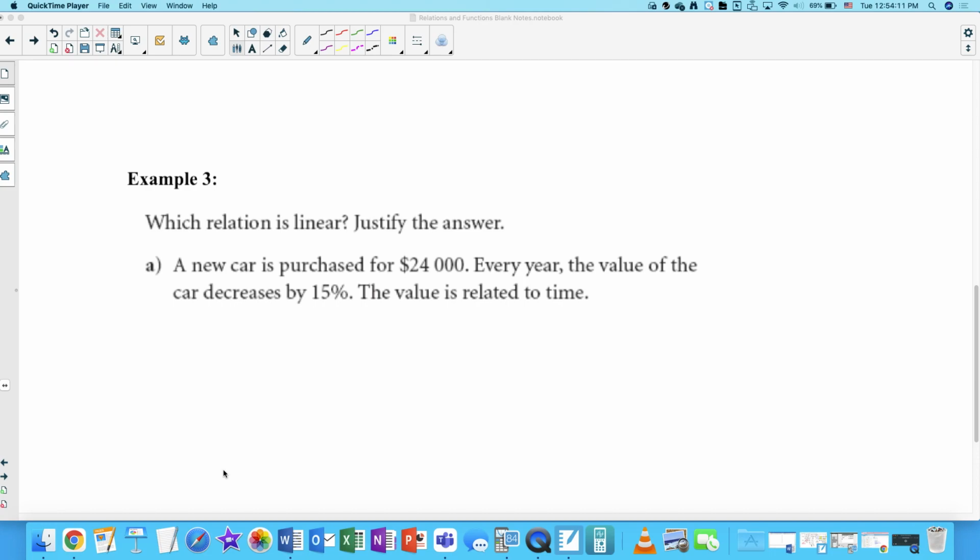Okay, so here's the situation. A new car is purchased for $24,000. Every year, the value of the car decreases by $15,000. The value is related to time. Okay, where would you start with this? Some of you may just know.